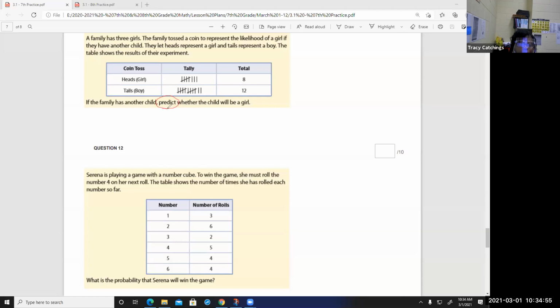So now they want us to do a prediction. Before we can make that prediction, what might we need to find? Good job. What's the probability of choosing a girl? 8 out of, somebody said 12, add them both to get the total. 40%. So what's our prediction? Can we predict that this family will have a girl next?